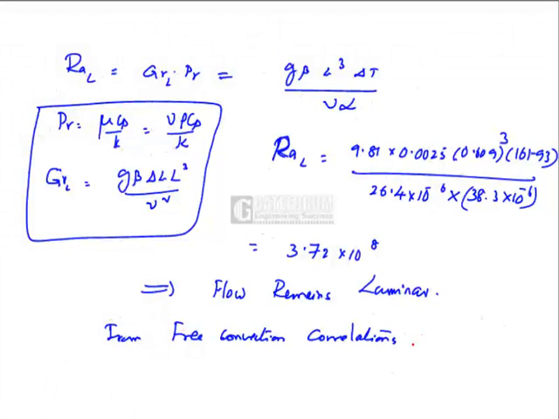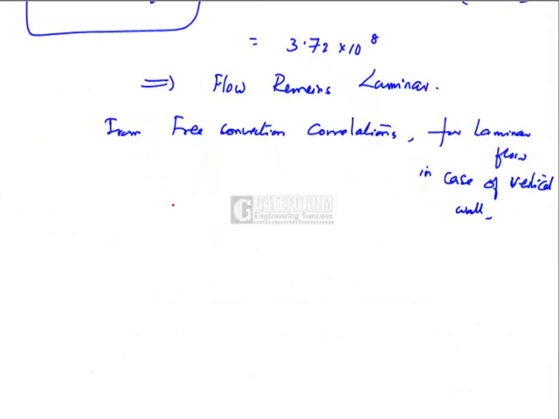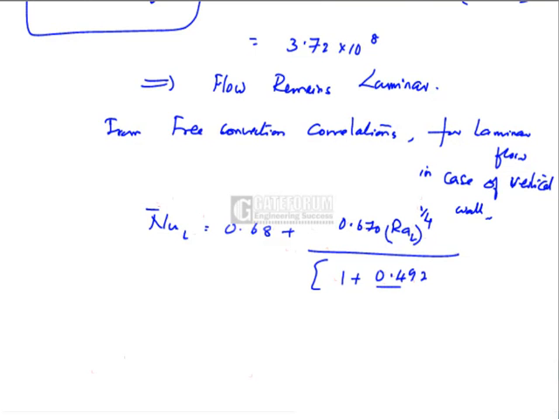So from free convection empirical correlations for laminar flow, in case of vertical wall, it is given that Nusselt number is 0.68 plus 0.670 Rayleigh number to the power of 1 by 4 divided by 1 plus 0.492 by Pr whole to the power of 9 by 16 and whole to the power of 4 by 9. It comes to 71.87.